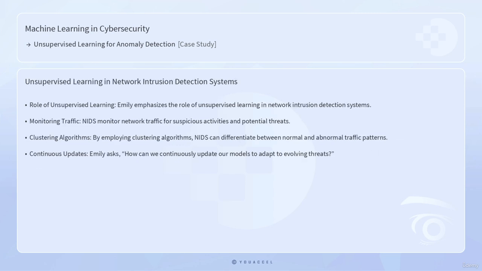Emily also emphasizes the role of unsupervised learning in network intrusion detection systems. NIDS monitor network traffic for suspicious activities and potential threats. By employing clustering algorithms, NIDS can differentiate between normal and abnormal traffic patterns, such as an unexpected increase in traffic from a specific port or unconventional communication patterns between devices. The team discusses the effectiveness and limitations of clustering in NIDS. Emily asks, how can we continuously update our models to adapt to evolving threats?